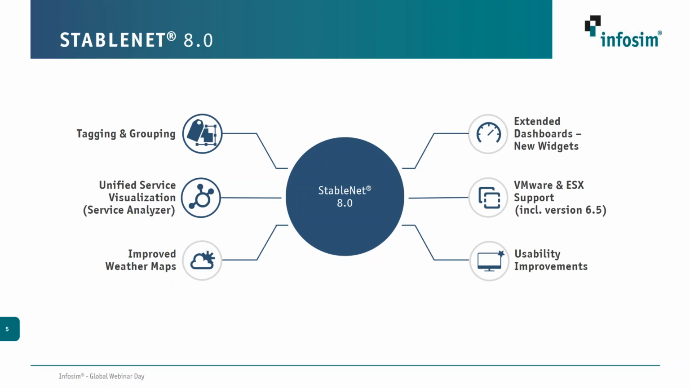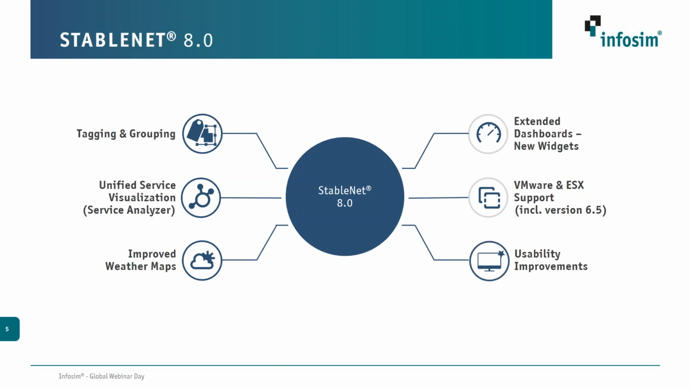In addition to these, which were the main two features of the new StableNet 8 release, we had some other improvements as well. For example, in the weather maps, we have a whole new graphical engine that is used to draw the weather maps, and we also have a lot of new features there. For example, you can now also integrate table data in the weather maps. I will show a little bit of this later on, but it will not be the main topic of the live demonstration.